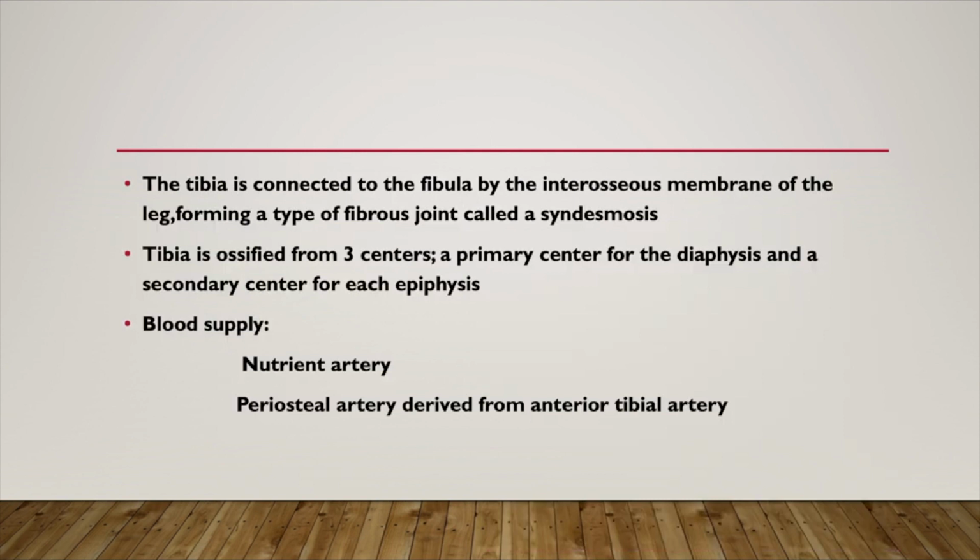The tibia is connected to the fibula by the interosseous membrane of the leg, forming a type of fibrous joint called a syndesmosis. Tibia is ossified from 3 centers: a primary center for the diaphysis and a secondary center for each epiphysis. Blood supply: nutrient artery and periosteal artery that is derived from the anterior tibial artery.